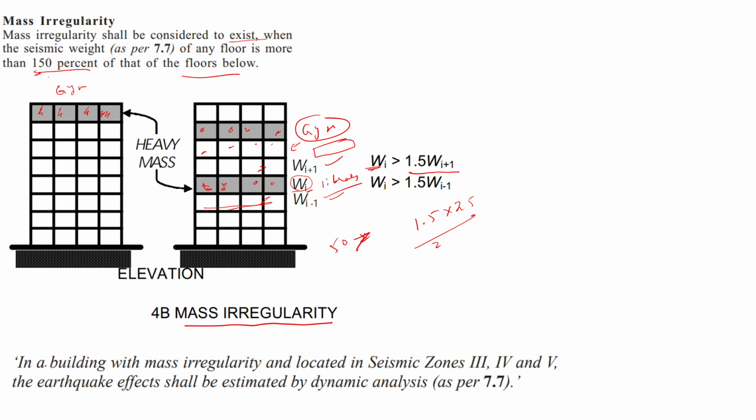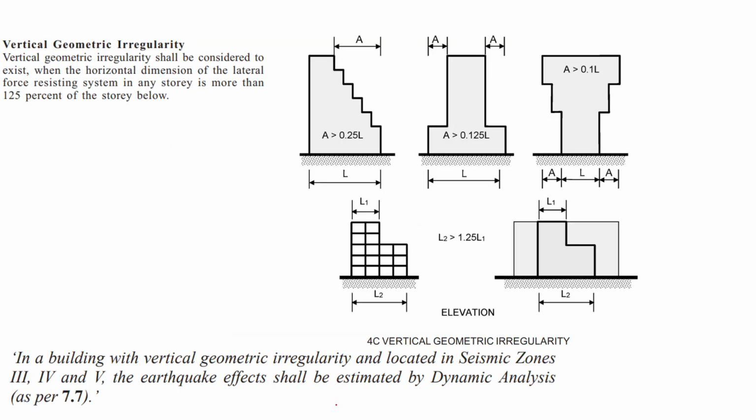Now, in a building with mass irregularities located in seismic zones 3, 4 and 5, the earthquake effect shall be estimated by dynamic analysis. If there is a mass irregularity and the zone is 3, 4 or 5, then we need to follow the dynamic analysis method. So that is how it works.